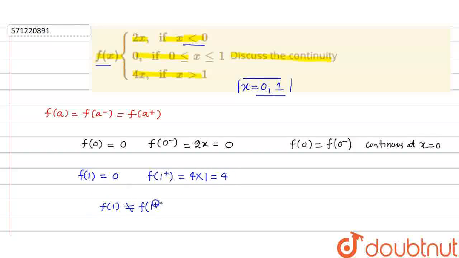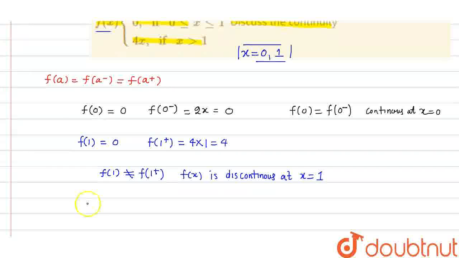That means we can say that f(x) is discontinuous at x = 1. Okay, so this is all about f(x). So what we can say finally is that f(x) is continuous at x belongs to R except x = 1. Okay, so this is our answer.